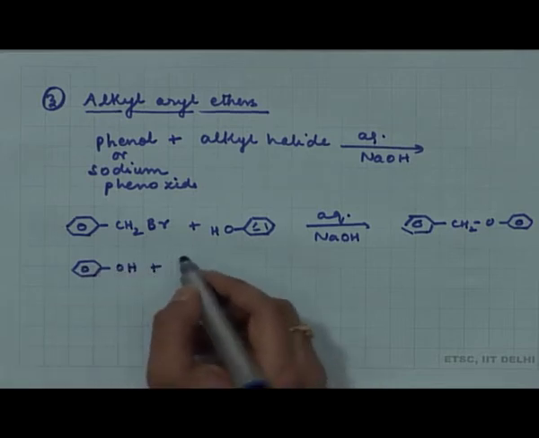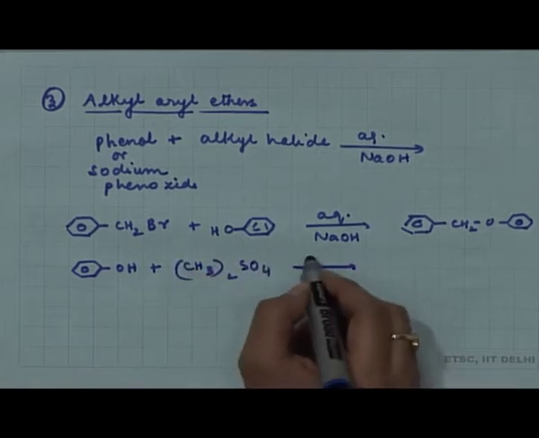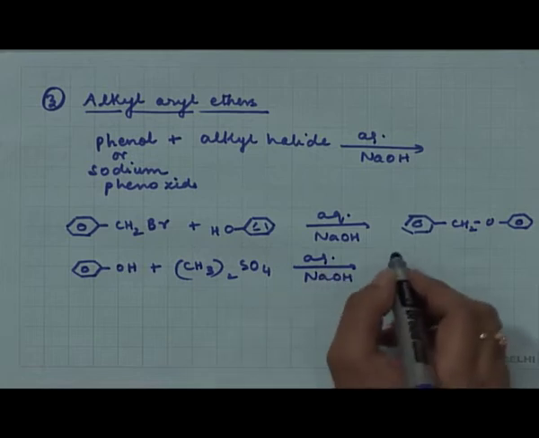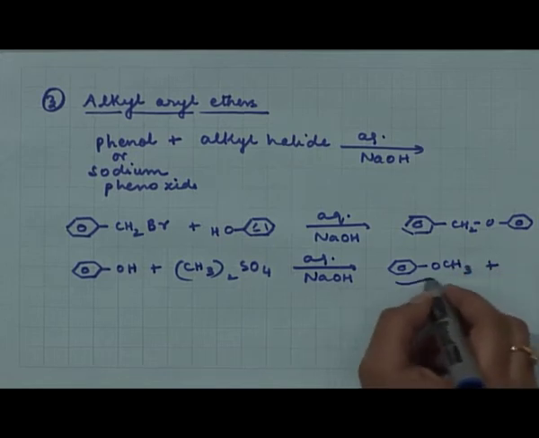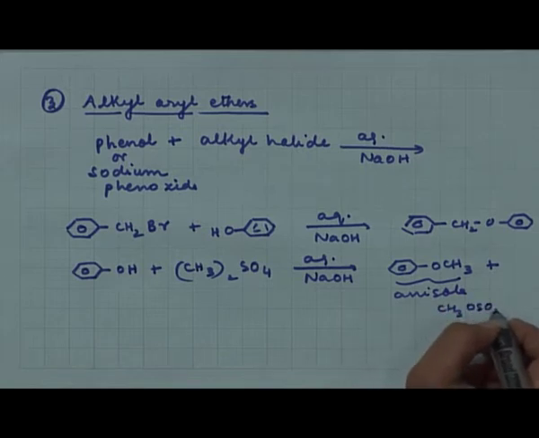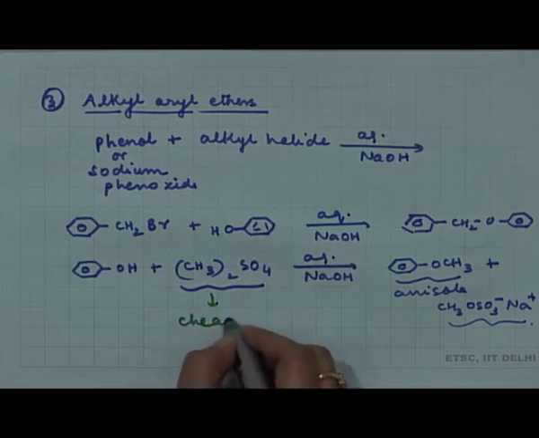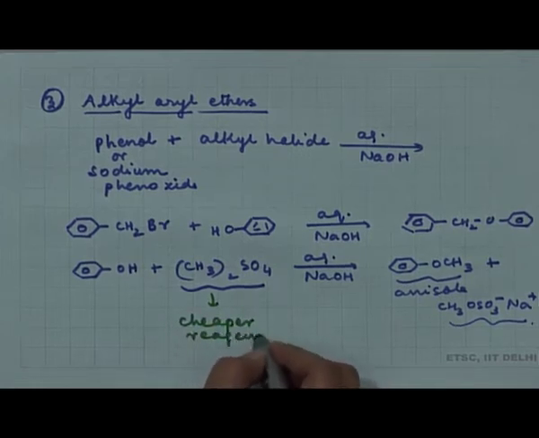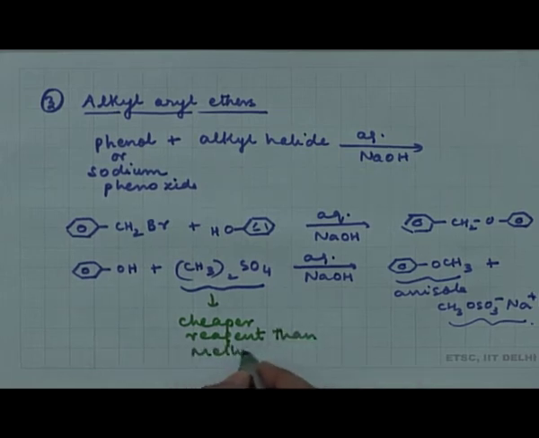It could be this or another reagent which you can use instead of the alkyl halide with phenols. It can also be a methyl sulfate, which in the presence of aqueous NaOH again can give you this particular ether which is popularly known as anisole. So, you get anisole along with the formation of this salt. It is a cheaper reagent compared to the corresponding alkylating agent which you would have used in this case as an alkyl iodide or something. So, it is cheaper than your corresponding methyl halides.